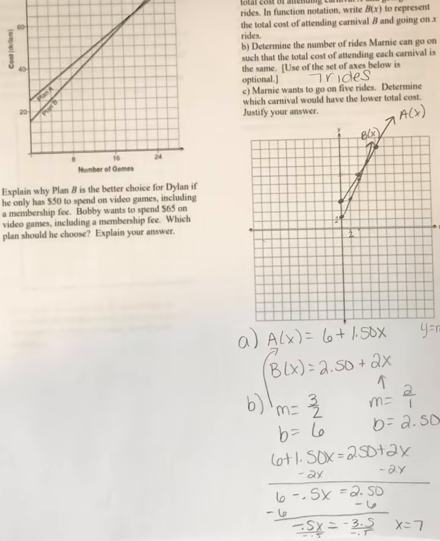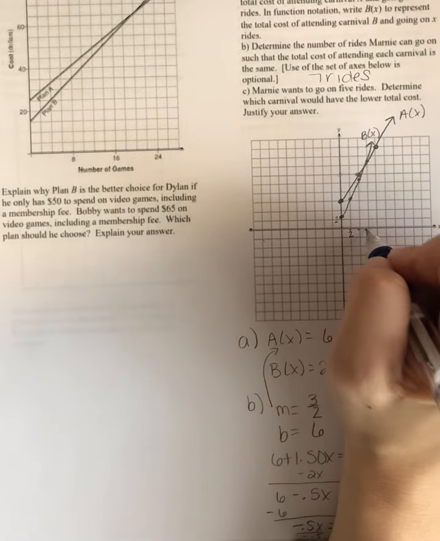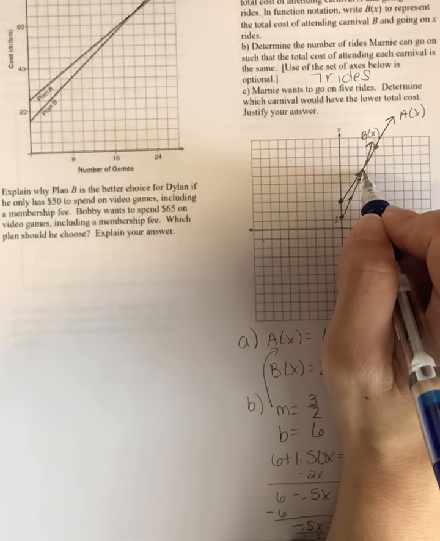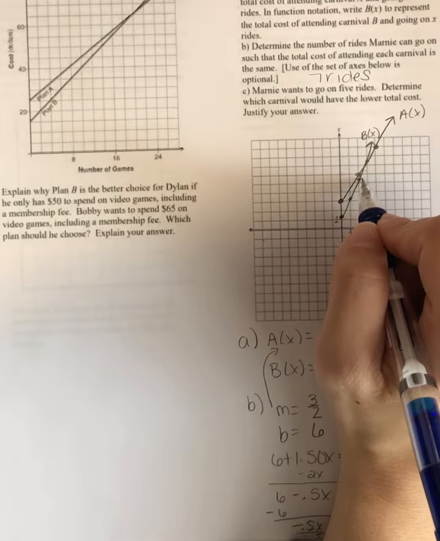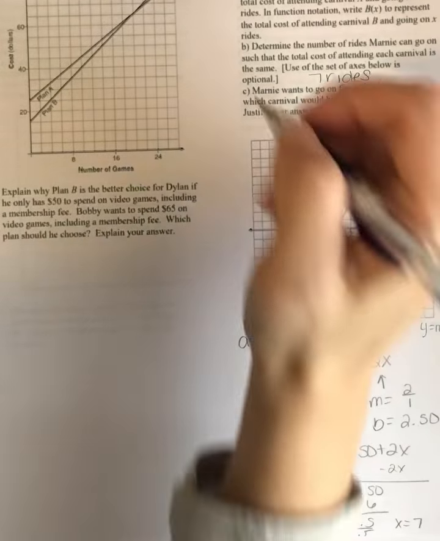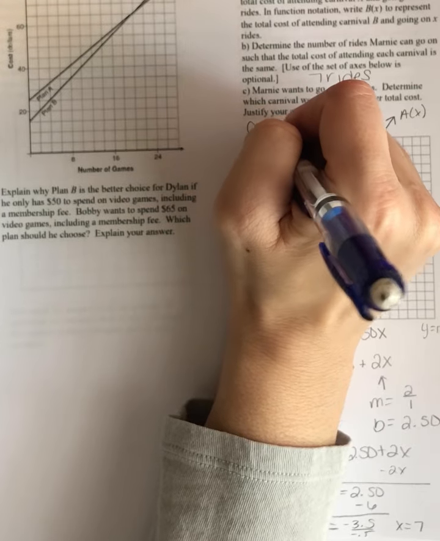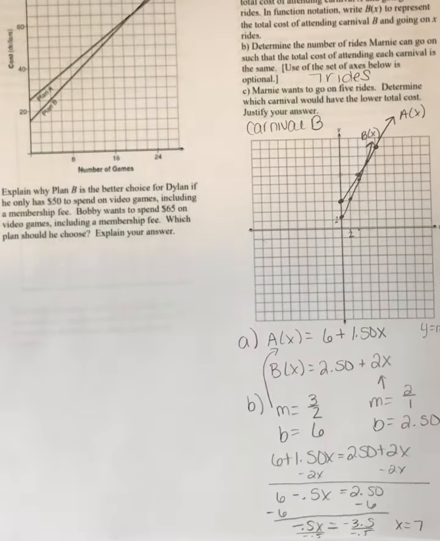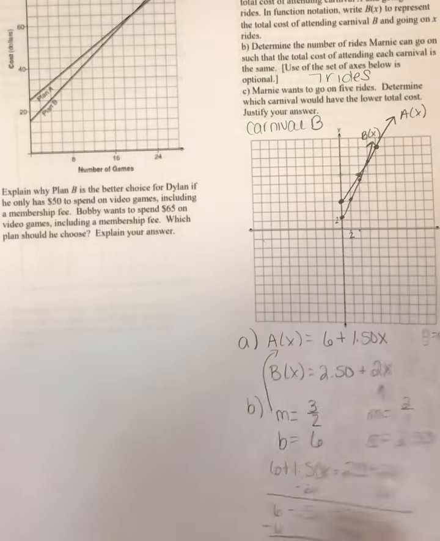Marnie wants to go on 5 rides. Determine which carnival would have the lower cost. Well, this is nice that we already did graph it, because 2, 4, 5 is right here. Which carnival costs less at 5 rides? This one that we did down here, right? So B of X is the answer. So carnival B. And justifying your answer, actually the graph justifies it for you, so you don't have to do any more work. So graphing was a little bit easier for parts of it, and solving it algebraically was easier for other parts of it. Okay, on to the next one.